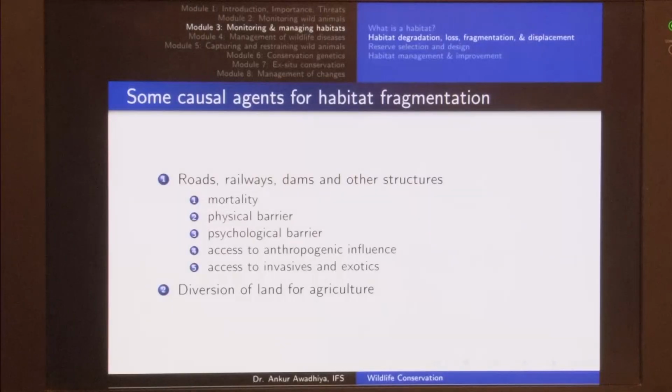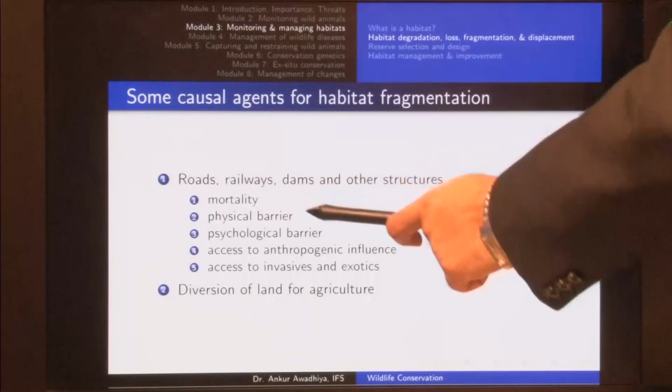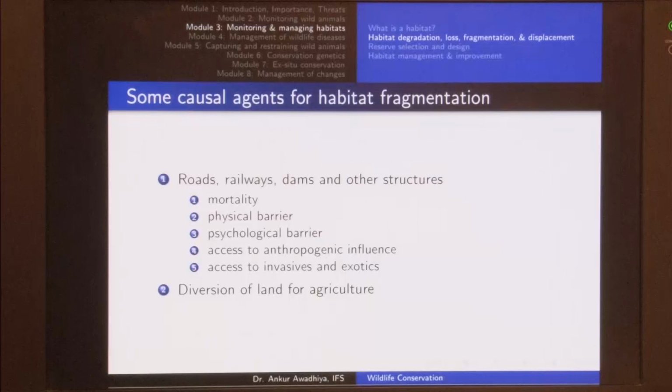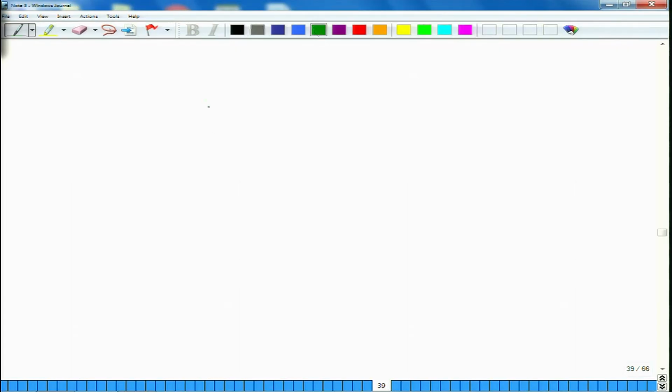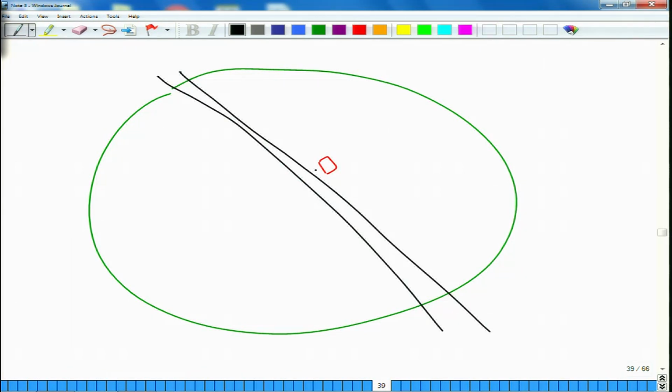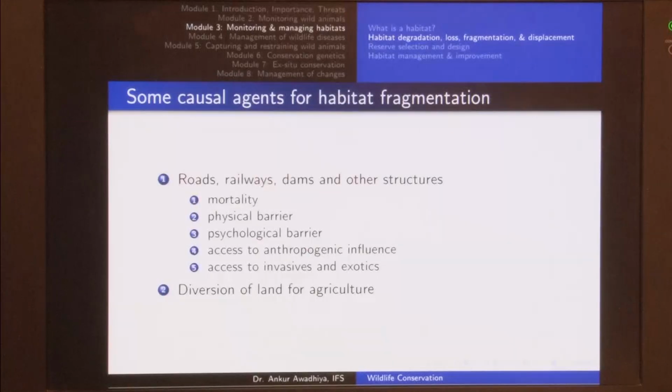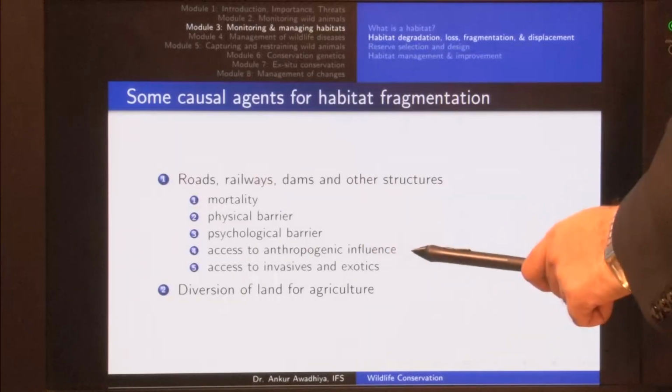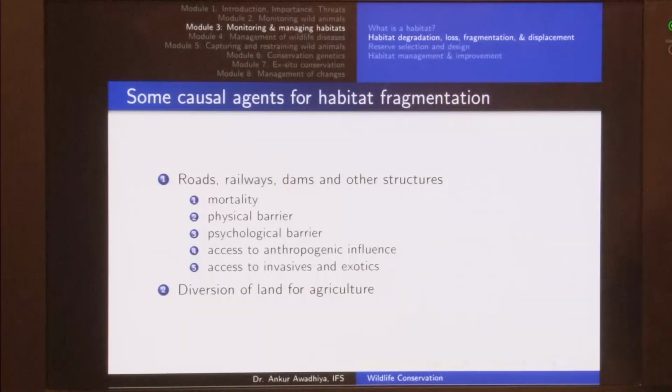Similarly with the railways. It not only leads to mortality, but it also becomes a physical and psychological barrier. Then these structures also become habitat fragmentation agents because they provide access to anthropogenic influences. If you have a large forest, probably very few people would want to settle in this area or do farming here. But now when you have a road, it has provided access inside the forest, and so people come and settle in this area, do farming or animal husbandry. So, it provides access to anthropogenic influence, and it also provides access to invasives and exotics.